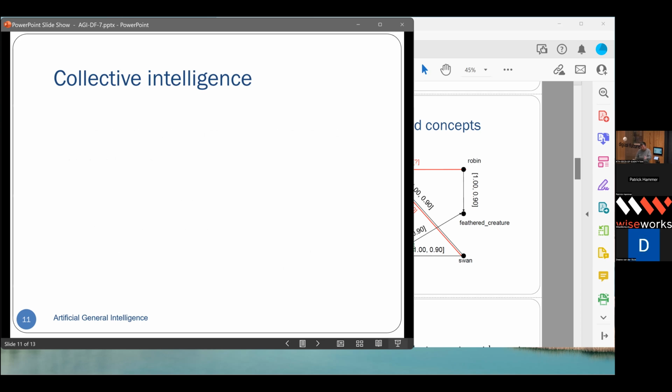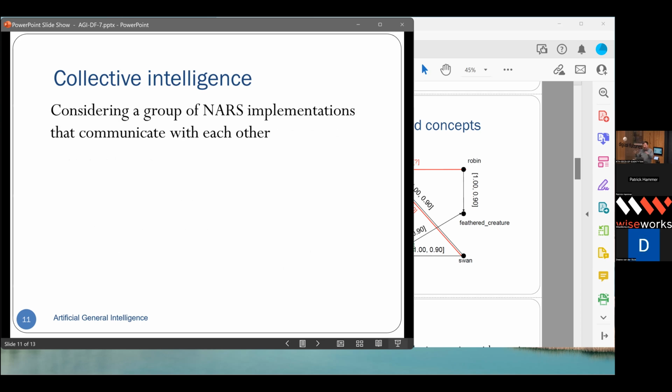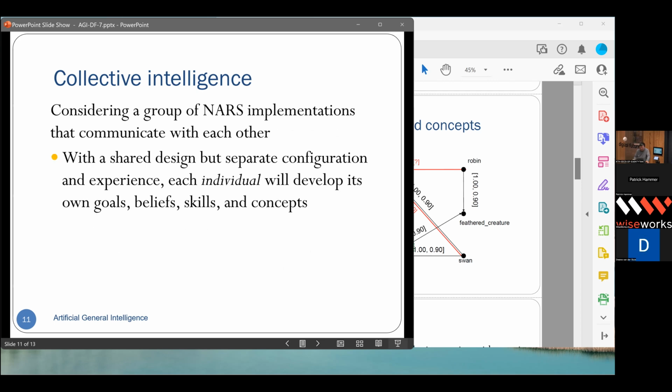One more step, I already mentioned. If we're talking about a group of NARS, when I talk about socialization, I'm still standing on the position of one NARS, talking about its relationship with everyone else around it. Now, if we zoom out, we are talking about this whole group of NARS without focusing on any individual. What can we say? Let's assume it has a shared design, just the number one item I mentioned before, identical, but a different configuration, different experience. Then what?